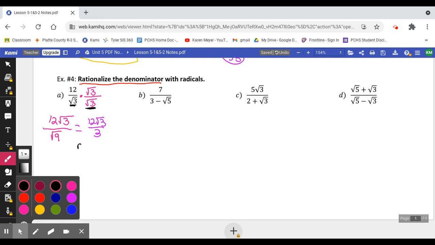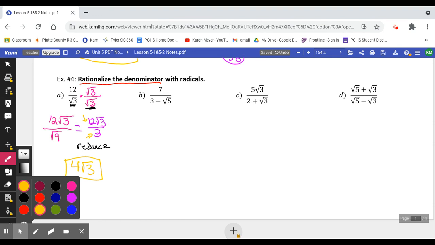All right, the last thing you want to do here is always make sure we try to reduce fractions. And when I reduce fractions, I don't reduce the number under the root. I only reduce the numbers out in front of the root. So 12 and 3 are both divisible by 3. So then my answer becomes 4 square root of 3. Done.